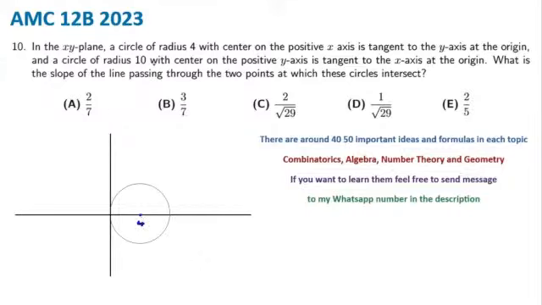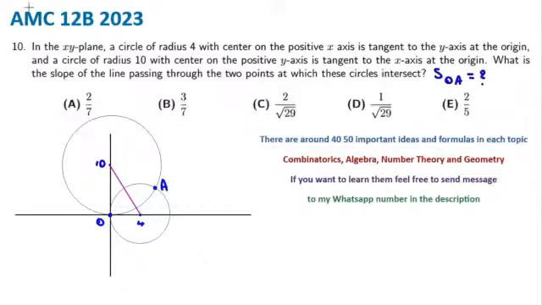Next, a circle of radius 10 with center on the positive y-axis tangent to the x-axis at the origin. Okay, so it will be something like this. Because the radius is 10, it will be 10. Now, if we connect these 2 points, it asks what is the slope of the line passing through the 2 points at which these circles intersect. Let's call one O, and this one A. The problem wants the slope of OA.